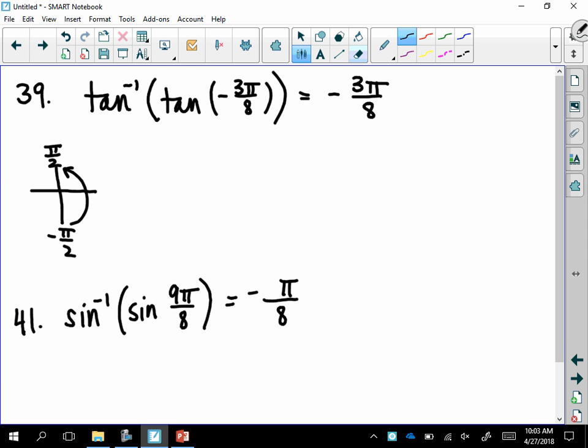How do you know that? Oh, because its coterminal angle in the fourth quadrant would be 15 pi over 8, and that's not between negative pi over 2 and pi over 2. So I just make it negative pi over 8 to ensure that it's within those range values. Can you explain 47?